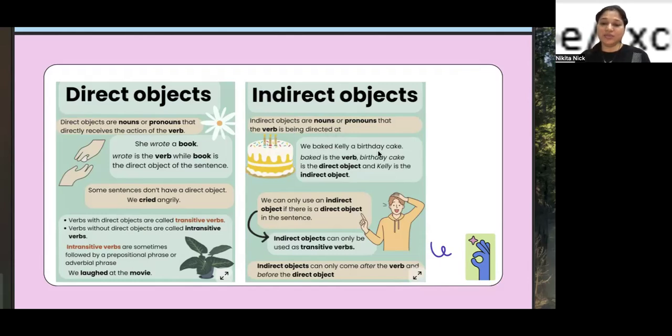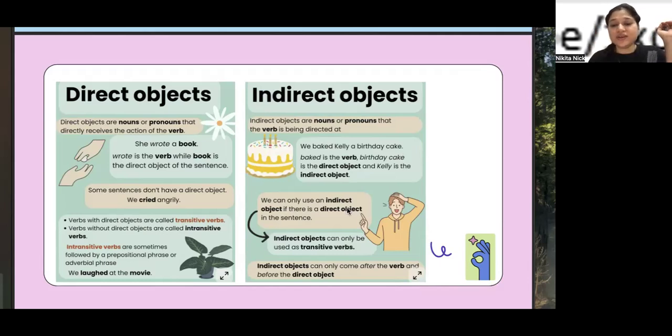Indirect objects are nouns or pronouns that the verb is being directed at. We baked Kelly a birthday cake. Baked is the verb here and birthday cake is the direct object because it is what's being received. Cake is the direct object and Kelly is the indirect object. So birthday cake was for whom? For Kelly. That's why Kelly is the indirect object. For whom? We ask this question for indirect objects. And what did they bake? The birthday cake. That's why it's a direct object.